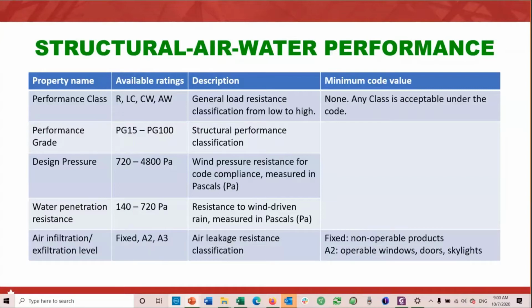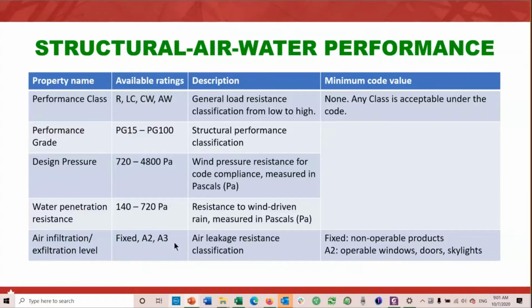The last tested property is the air infiltration and exfiltration level. There are three available ratings in the code: fixed, A2, and A3. The fixed rating applies to all non-operable products. So a window that doesn't open, if you had such a thing as a door that doesn't open, it doesn't make sense. But if it's a non-operable product, it requires the fixed level of air leakage resistance, which is more airtight than an operable product. Operable products are allowed to have a higher level of air leakage at A2 or A3. So the minimum level of performance for operable products is A2.